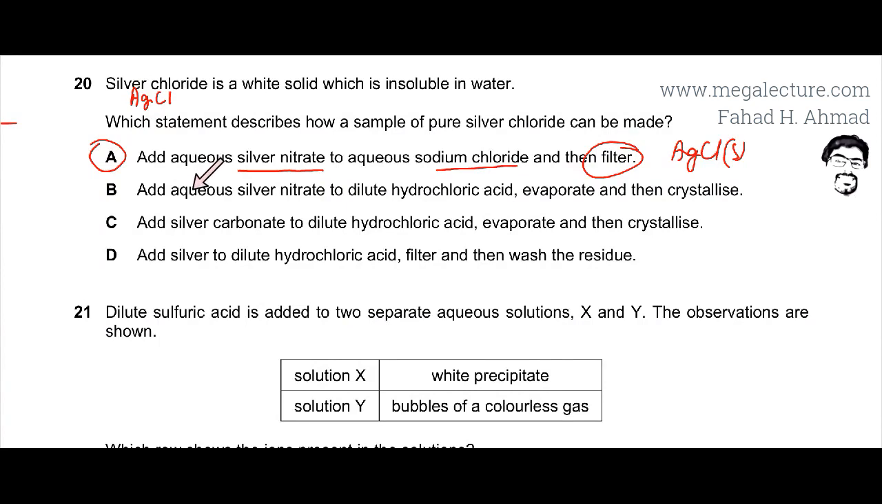The second option is add aqueous silver nitrate to HCl, evaporate, and then crystallize. Now again, silver nitrate is going to contain silver ions and nitrate ions, and HCl contains H+ and Cl- ions. All four ions are going to mix together. A precipitate of AgCl would be formed, and you just need to filter it. You don't need to evaporate it and crystallize because a solid is going to be produced. So it's an insoluble solid. You can't crystallize an insoluble solid. It's already in the form of a crystal. So the B option is incorrect.